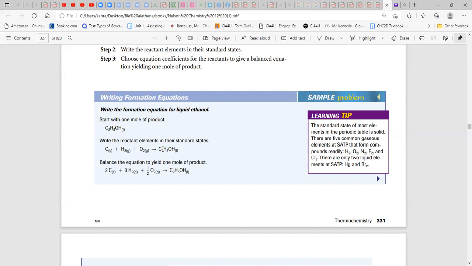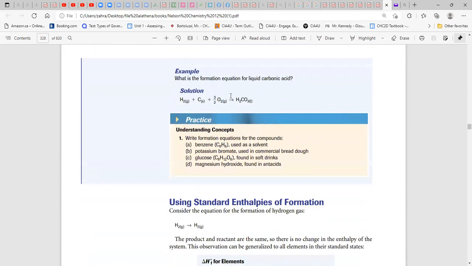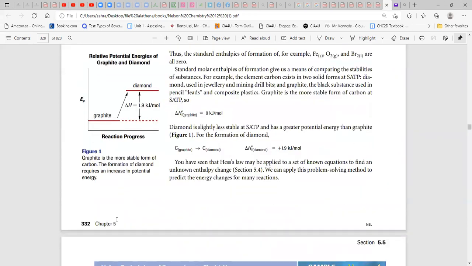Now you need to balance. So you have 2 carbon here, you put 2 here; you have 6 hydrogen here, you need to put 3 here. Oxygen, you have 1, you simply put 1/2, because 1/2 multiplied by 2 is 1. So balance this. Same thing here for H2CO3: you have hydrogen, you have C, you have oxygen gas, then you need to balance it. You can practice this with questions A, B, C, and D on page 332.